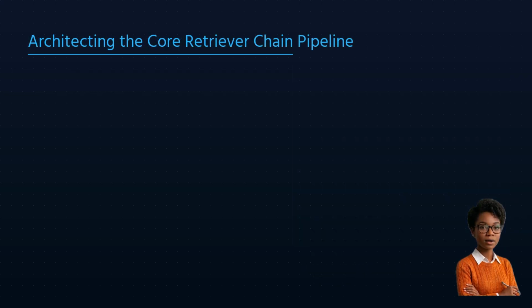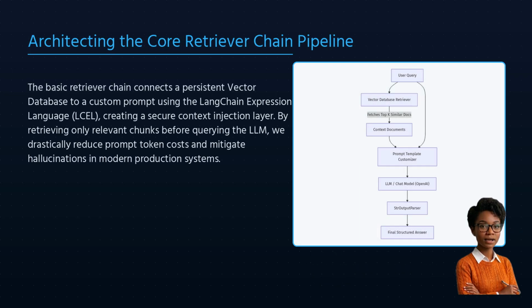Welcome back, developers. Today, we are shifting away from high-level theories to write actual production-grade code for a basic retriever chain. A retriever chain is the nervous system of any retrieval-augmented generation, or RAG, application.